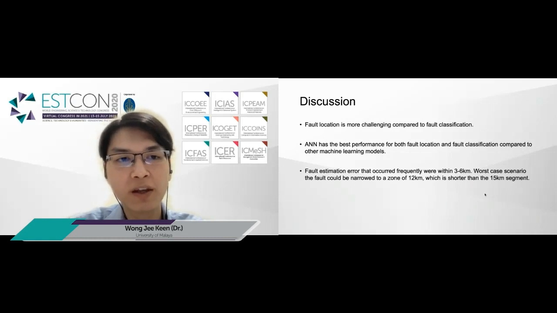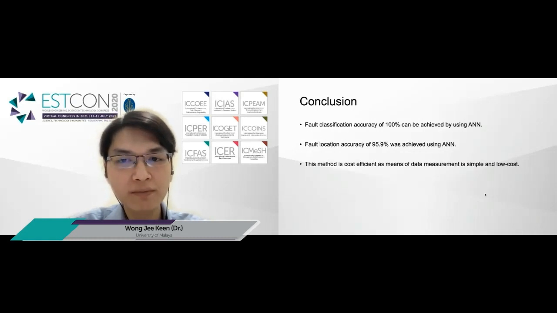Okay, so in conclusion, fault classification is not as challenging as fault location. By using a neural network, we can achieve up to 100% accuracy. For fault location, we can get up to 95.9%. And overall, this method is considered quite cost efficient because it just uses existing data. It just monitors data from the CT or VT, so it is relatively simple and low cost. We just need more data rather than new measurement.